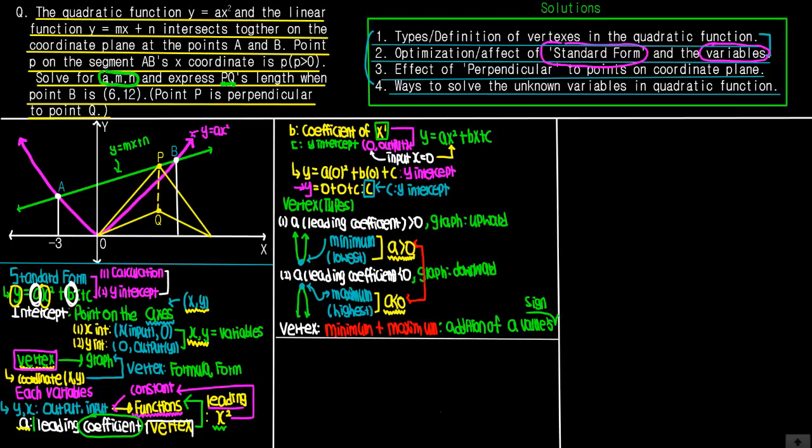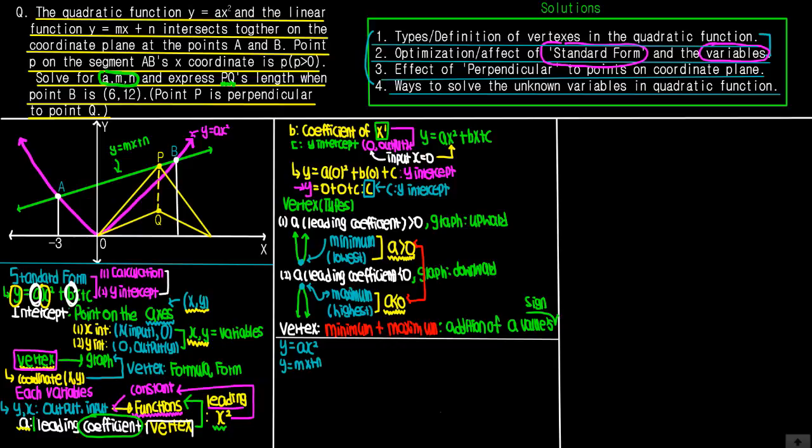In this case, we can also think about it through solving this question and think about what we should do in order to approach these questions. So now it's time for us to actually apply these things that we talked about to our real-life question. Firstly, let's think about every single piece of information that we're given. So we have our quadratic function, y is equal to ax squared, and we have our linear function, which is y is equal to mx plus n.